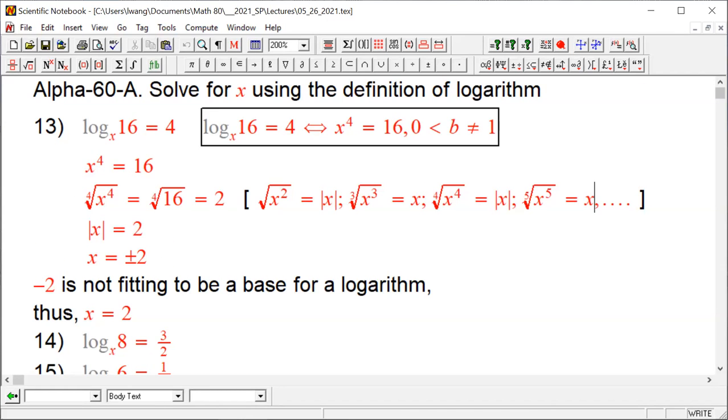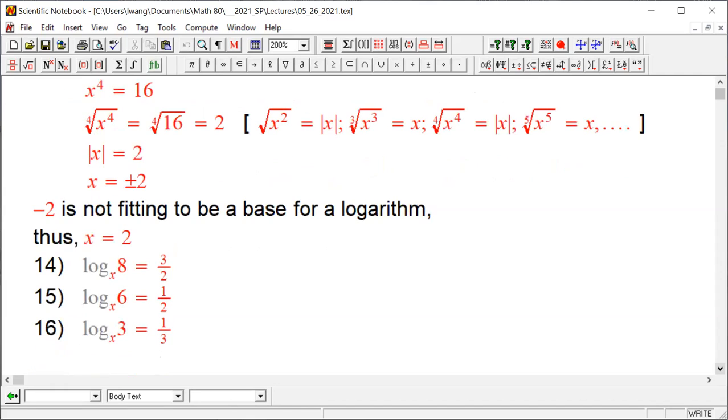So now please try your turn, okay? Your turn. You're gonna try number 14, 15, 16. I'm gonna give you until 11:30. Okay, and after that we go over them and then take a break.